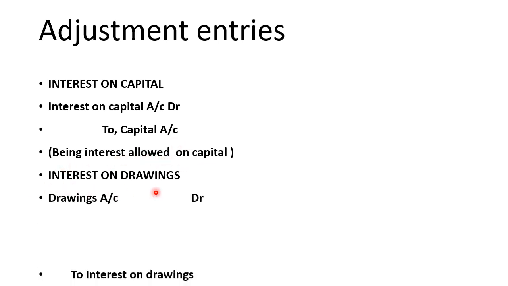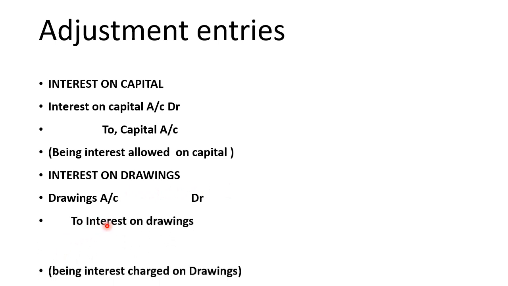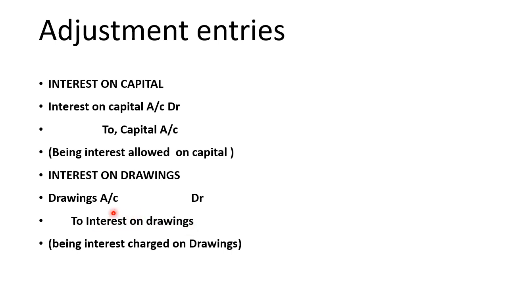Next is interest on drawings. Interest on drawings is an income to the business, so it will be credited, and it will be added to the drawings, so drawings will be debited. Our entry will be drawings account debit to interest on drawings account, being interest charged on drawings. Okay. So these were the adjustments regarding interest on capital, drawings, and other expenses due and received in advance. Now let's see the opening entry.